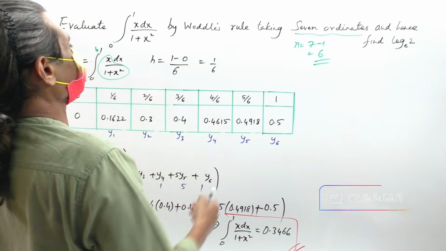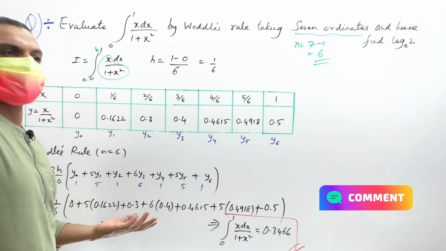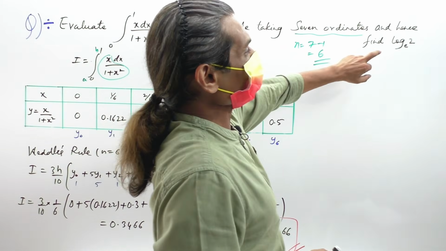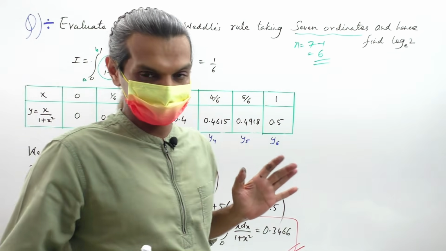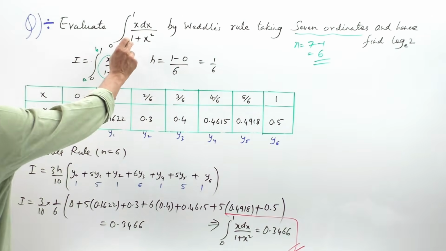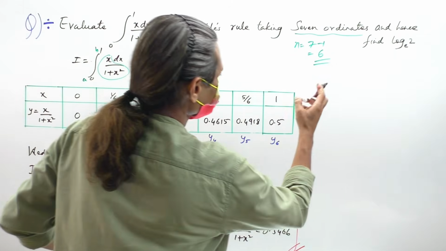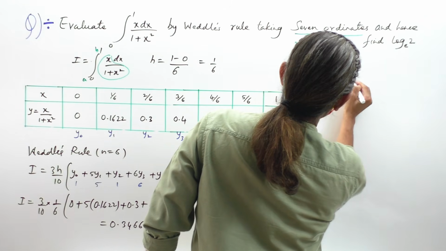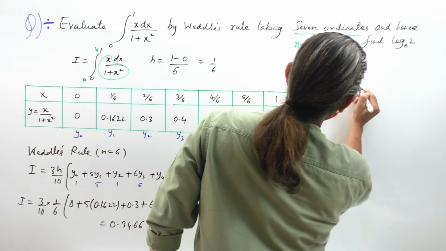So we have solved using Weddle rule and we have verified also. So 100% we get a full 6 to 7 marks, whatever. But now let's see, we evaluate, find value of log 2. How to do it? See, very simple. You know that we need to evaluate this theoretically, 0 to 1. We know that 0 to 1, x dx by 1 plus x square.